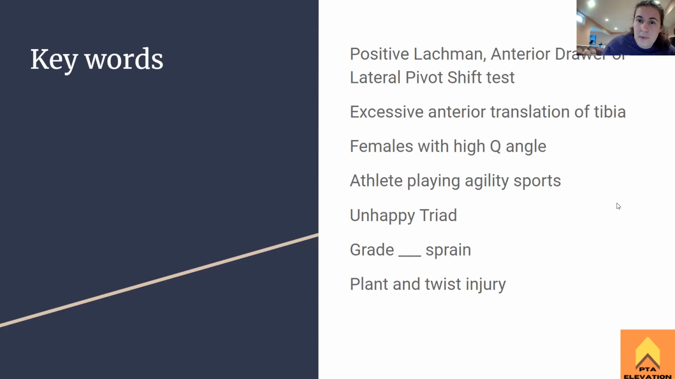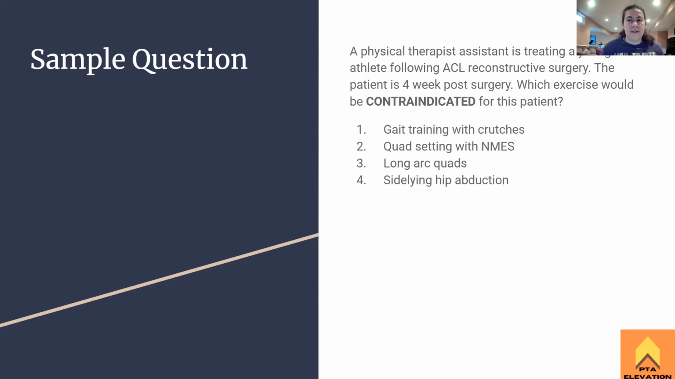Anyways, here is our sample question. A physical therapist assistant is treating a young male athlete following ACL reconstructive surgery. The patient is 4 weeks post-surgery. Which exercise would be contraindicated for this patient? 1, gait training with crutches. 2, quad setting with NMES. 3, long arc quads. Or 4, side-lying hip abduction. I'll give you guys a second to think about that.